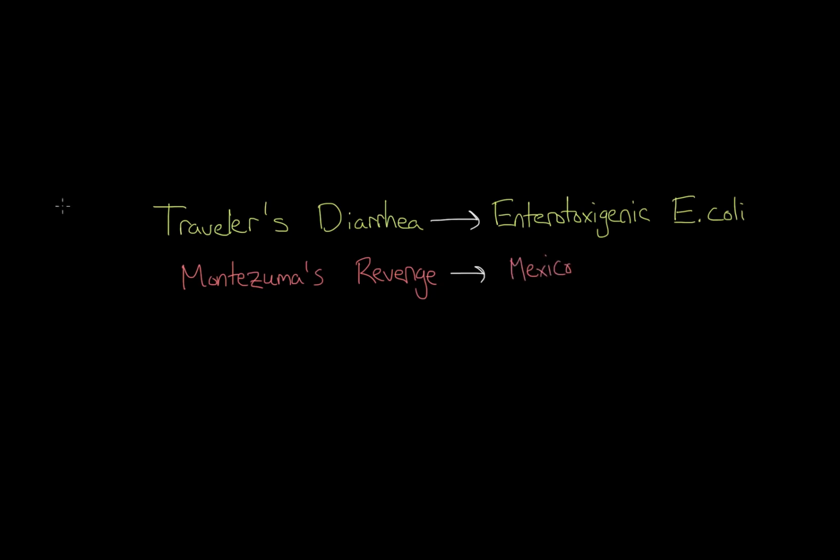Traveler's diarrhea is caused by a bacteria known as enterotoxigenic E. coli. It's often referred to as Montezuma's revenge if contracted in Mexico, and as Delhi belly if contracted in India. The bacteria itself is usually transmitted via the fecal-to-oral route. That is, you may eat some kind of food or drink some water that's been contaminated with feces, and that feces was contaminated with the pathogen.